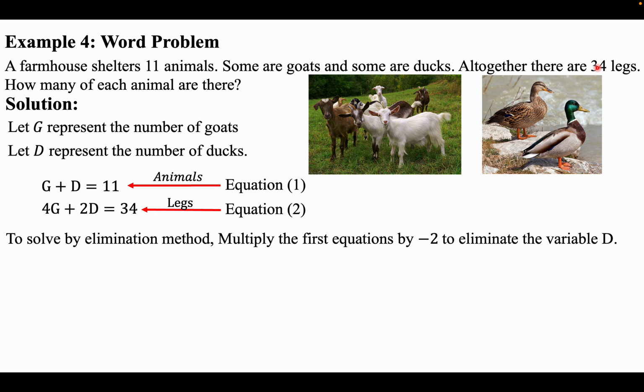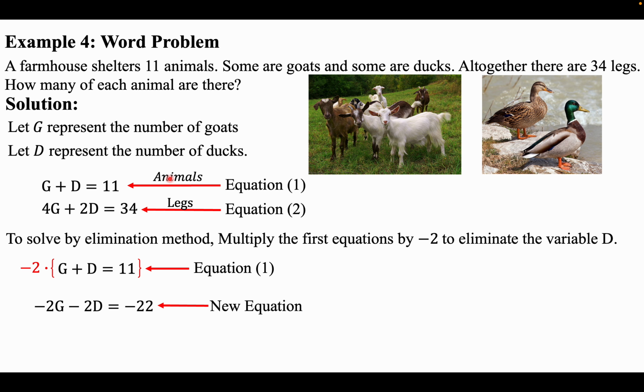So if I want to eliminate the variable D, I'm going to multiply the first equation by negative 2. Now, why did I choose negative 2? Well, because the coefficient here is 2, I want this coefficient to be negative 2. So that's the only way to get that negative 2, if I multiply the whole thing by negative 2. Let's go ahead and do that. We come up with a new equation.